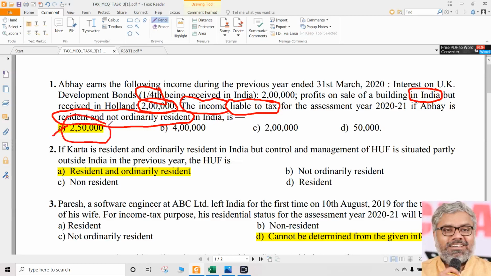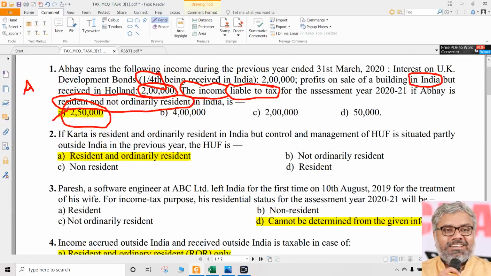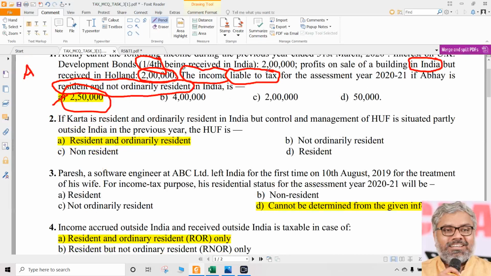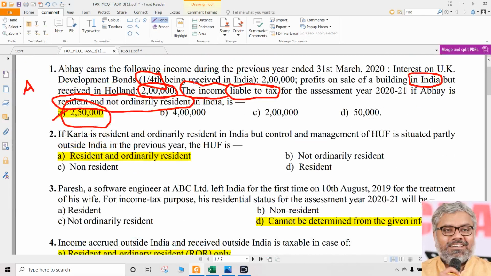So that is the final answer A. That is the final answer for question number 1. A is the correct answer. Check your answer and find out if it is wrong, why it is wrong. So 50,000 here, 2 lakhs here, 2 lakhs 50,000 is the correct answer. Some calculation is required here, a little bit of that.